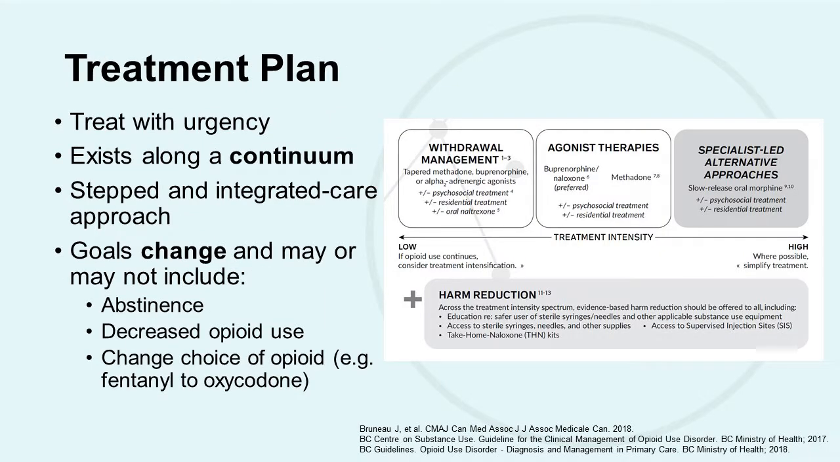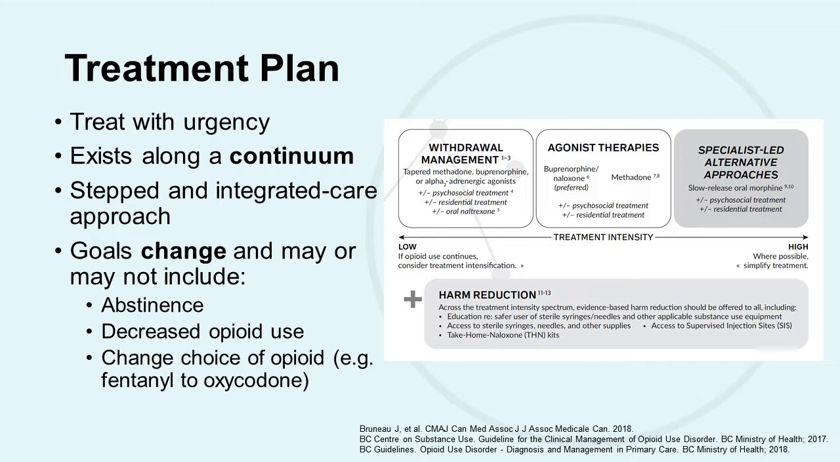If a patient presents with OUD, it should be treated with great urgency. It should be acknowledged that there is a high risk of death, viral disease transmission, and harm. Treatment exists along a continuum. We want to be able to intensify and de-intensify treatment as needed. This should be tailored to the patient's wants and/or needs. The approach should be a stepped and integrated care approach. If a patient fails one treatment option, another higher intensity treatment should be considered.